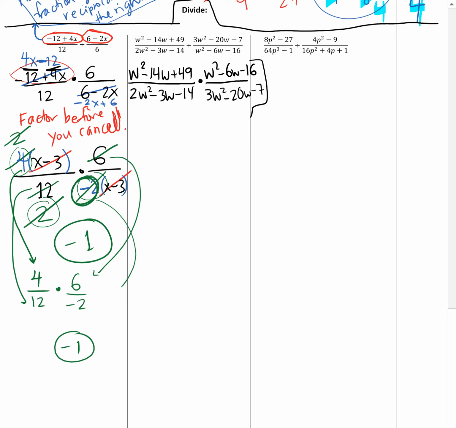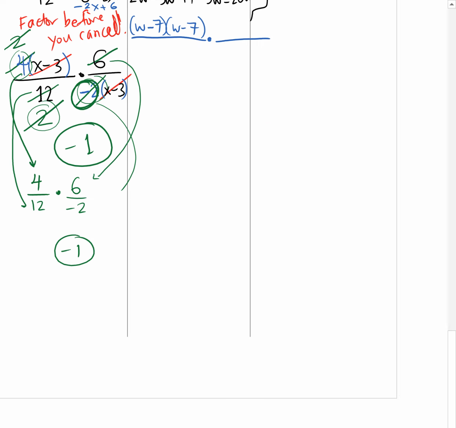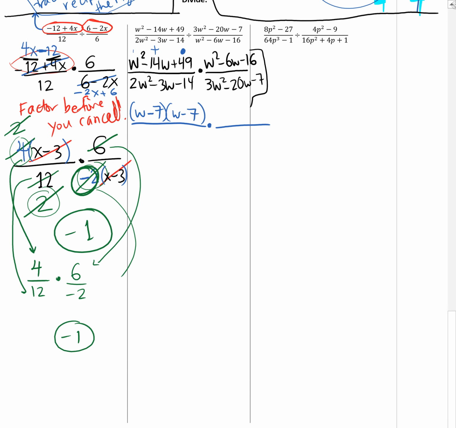Alright. I'm going to try to factor these as much as I can. Let me see. The leftmost numerator is a trinomial with leading coefficient 1. So I just need to figure out what multiplies to 49 but adds up to negative 14. Those would be negative 7 and negative 7, because negative 7 times negative 7 is 49, and negative 7 plus negative 7 is negative 14. And notice that denominator, 2w squared minus 3w minus 14. That's a trinomial. I was hoping there was a common factor, but there's not.